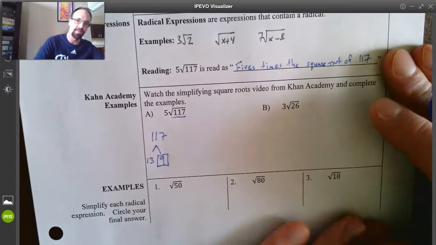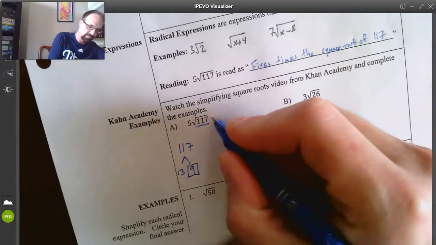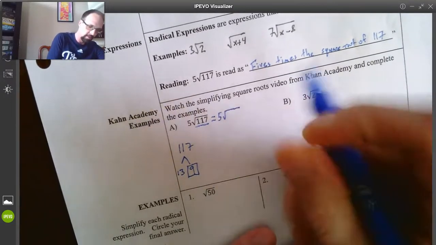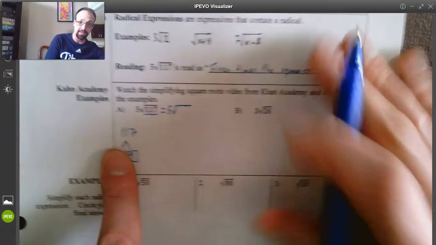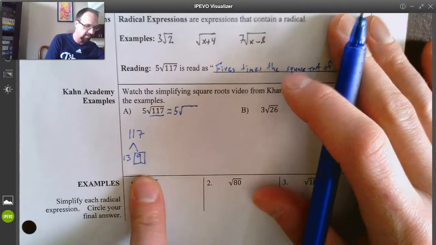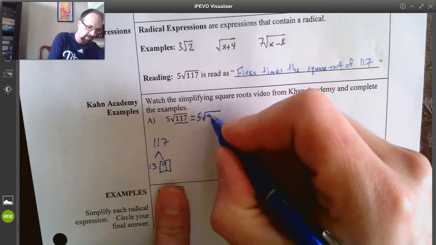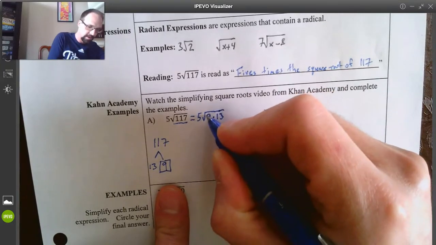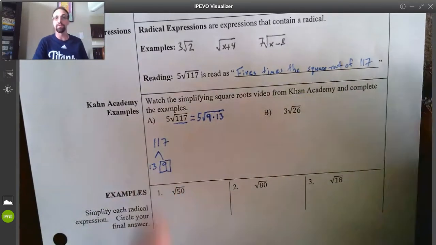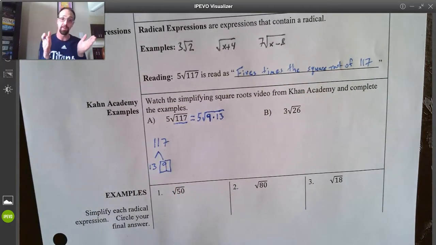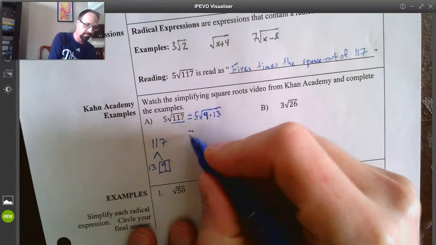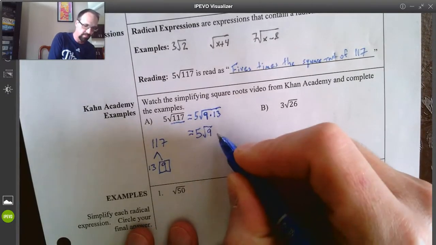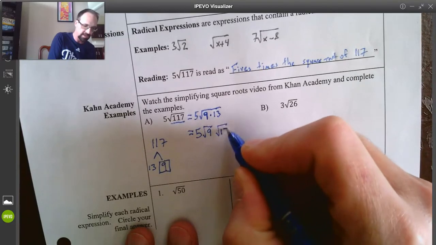We're going to take 117. So we have 5 times, well, what are the two parts that make up 117? The two parts are 9 and 13, so we're going to take the square root of 9 times the square root of 13. In products under radicals, you can actually split them up, so they're both under their own radical. So 5 times the square root of 9 times the square root of 13.